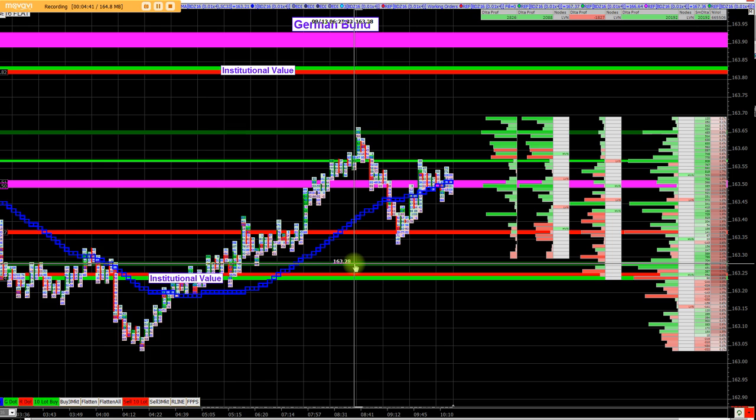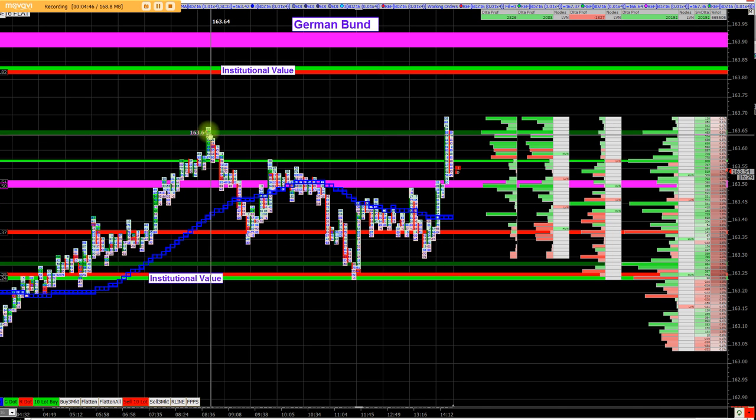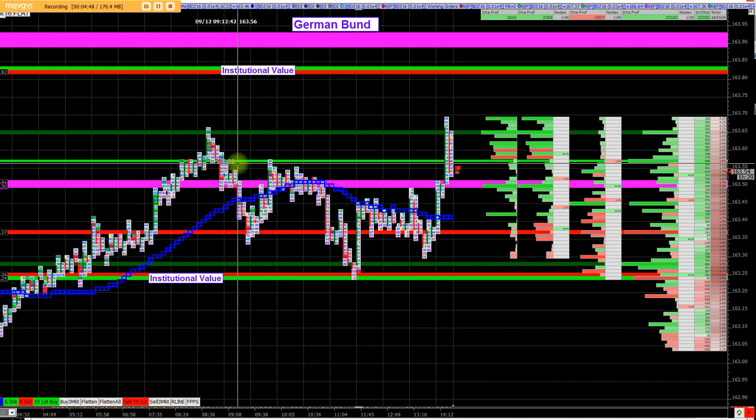And then you can see the rest of the day what we ended up getting and how all of these lines that were lines in the sand were instrumental in how the German Bund traded. It's one of the reasons that I like the German Bund so much, is that it adheres so well to order flow and to delta profile and to order filtering.